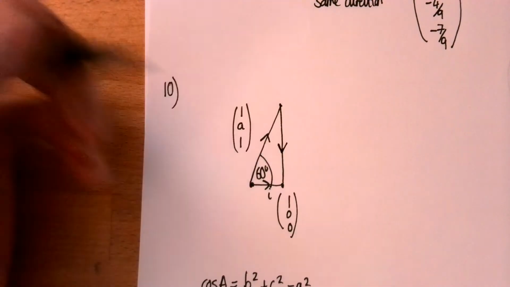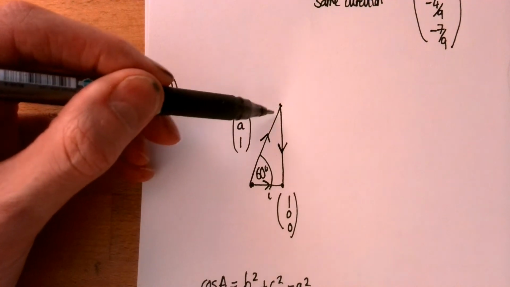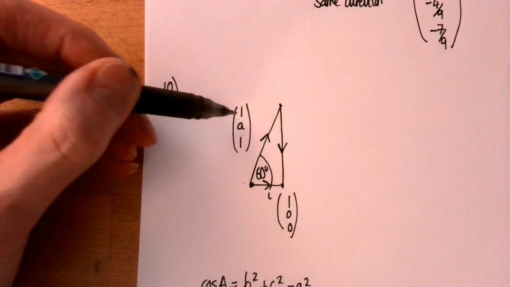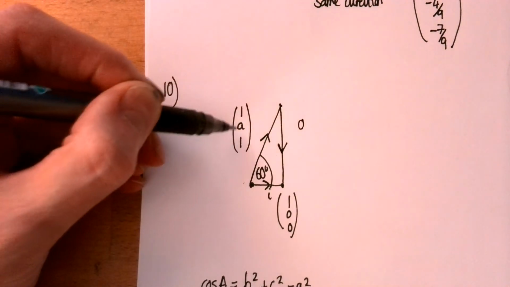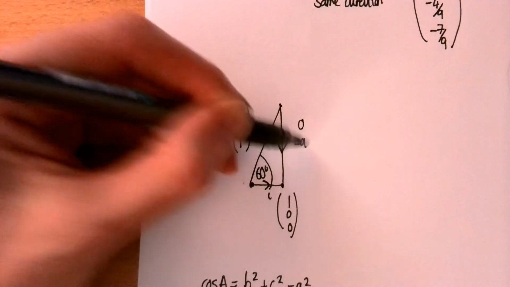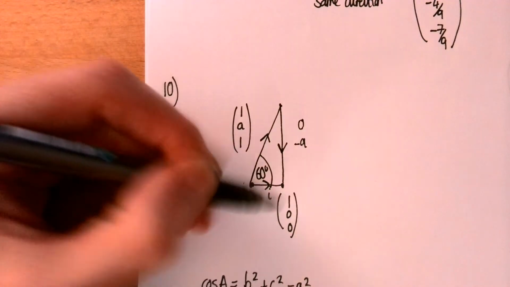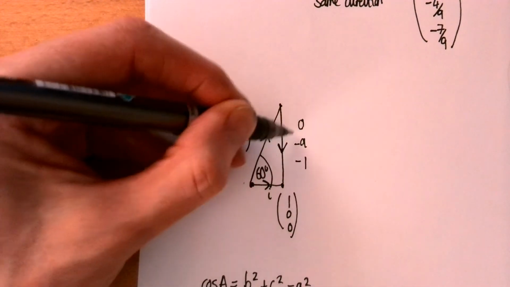So I'm just going to do what we did in the previous question. I'm going to work out this vector here. So that's minus that plus that. So minus 1 plus 1, minus a plus nothing, and minus 1 plus nothing.